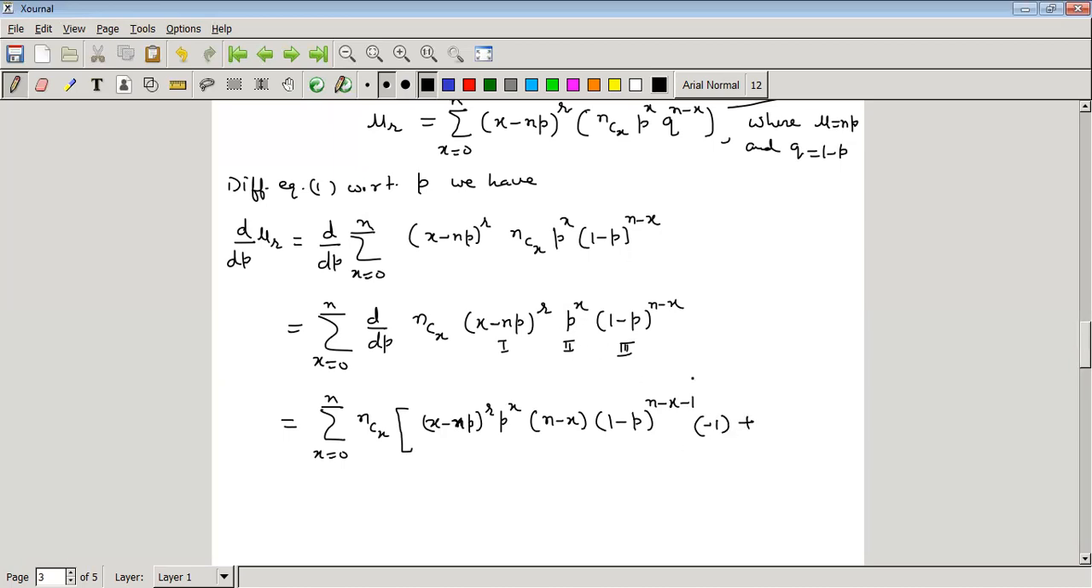Now we differentiate the second function. So we can write (x minus np) to the power r into (1 minus p) to the power n minus x, first and third function as it is, and the derivative of the second function, it is x into p to the power x minus 1, plus now we differentiate the first function, it is r (x minus np) to the power r minus 1, and again we differentiate x minus np, so with respect to p we get minus n, into p to the power x into (1 minus p) to the power n minus x, and then the bracket closes.